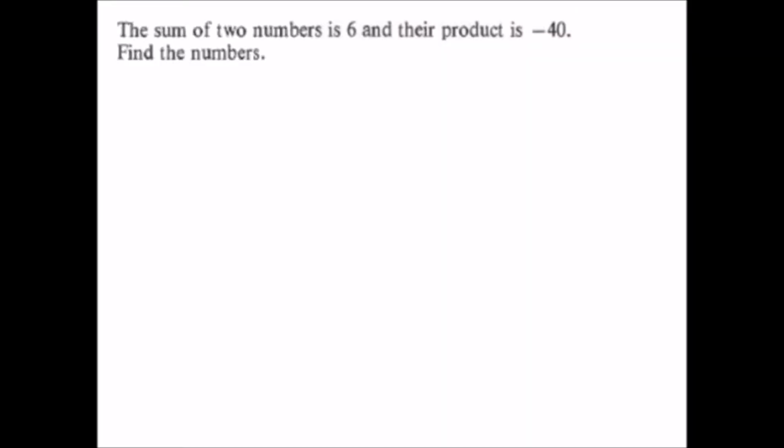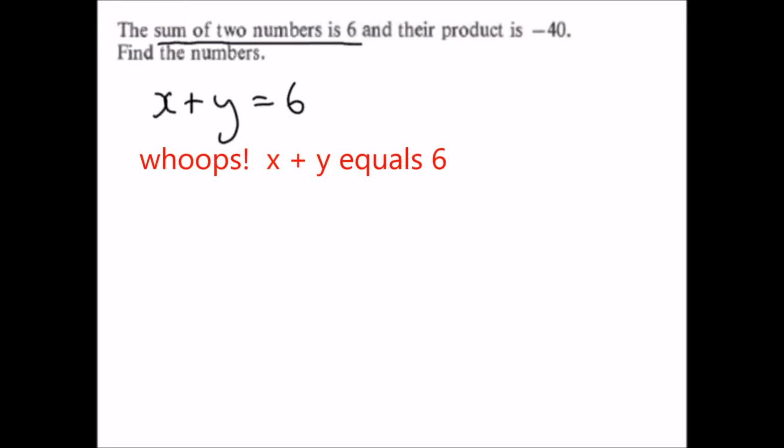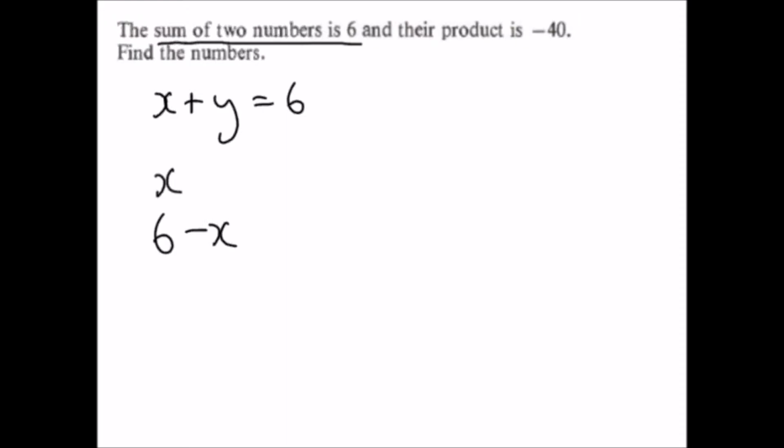Alright, first we need to generate a couple of equations. We're told the sum of two numbers is 6. So if we did x plus y equals 6, then we have two unknowns. I'd like to have just one unknown. So what I'll do is I'll have x as one number, and the other number will therefore be 6 take x, because these two will then add to make a value of 6.